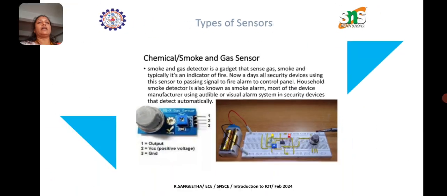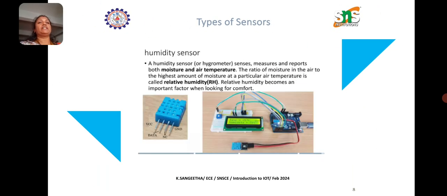And the next one is the humidity sensor. The humidity sensor senses, measures and reports both moisture and air temperature. The ratio of moisture in the air to the highest amount of moisture at a particular air temperature is called relative humidity.